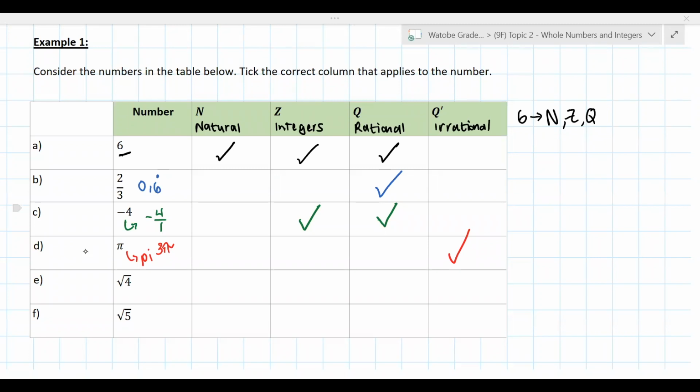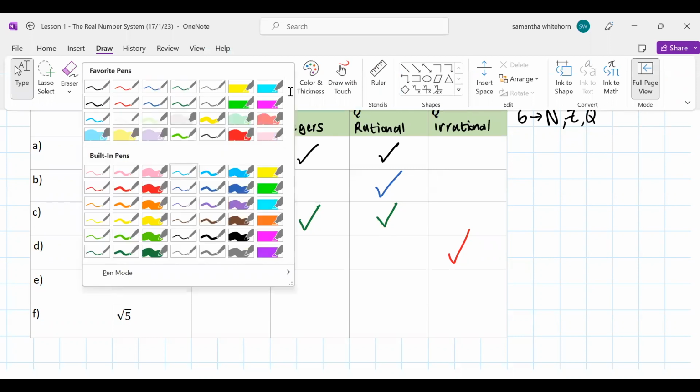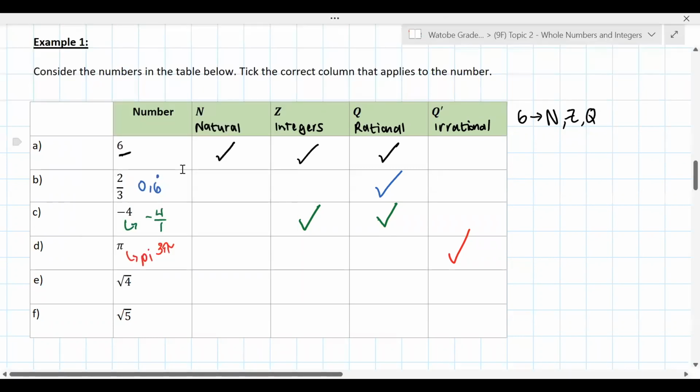Okay, the last two. My suggestion is if you have a calculator, I would maybe type these into the calculator to make sure that you are working with the most simplified version of it. With our first one in E, we've got the square root of 4. Zoe, tell me. The square root of 4 is a natural number, integer, and rational. Fantastic, because the square root of 4 is 2. Well done.